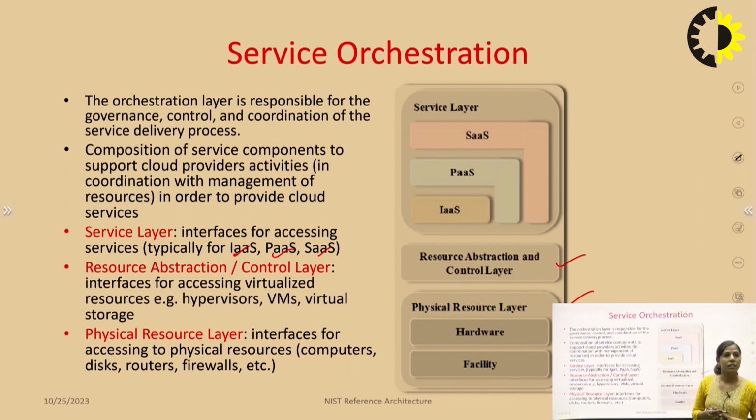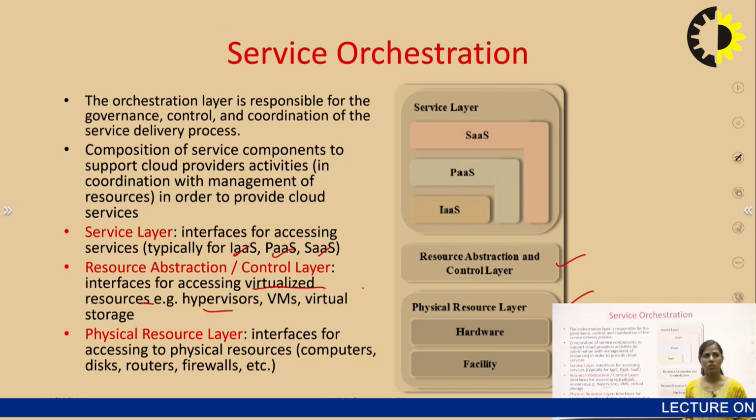Then it is providing the resource abstraction, which provides the virtualized resources like hypervisors, meaning the interfaces related to the virtual machines. So it provides the virtualized resources, hypervisor, VMs, virtual resources in the control layer. Then we have a physical resource layer. It provides the interface for accessing the physical resources. In physical resources, we have computers, disks, devices, routers, firewalls.